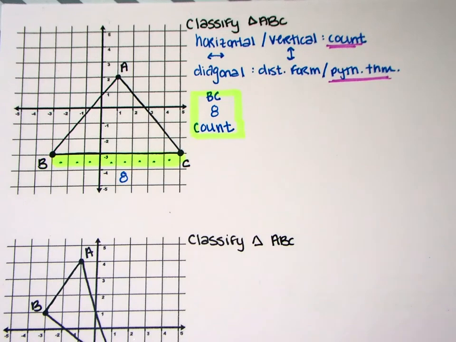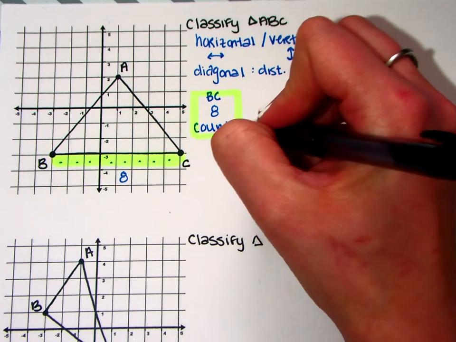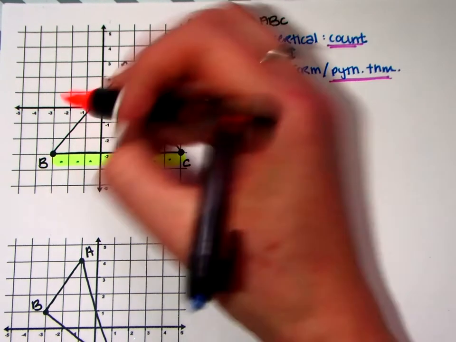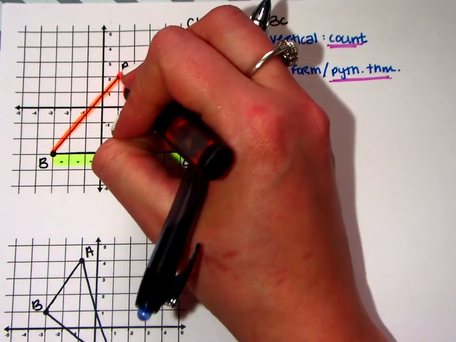Now remember, this is a coordinate style proof, so you do need to show some of your work. You don't need to show every single step, but I need something so I know what you're doing so I can follow it a little bit easier. All right, our next segment we want to find the length of is AB.